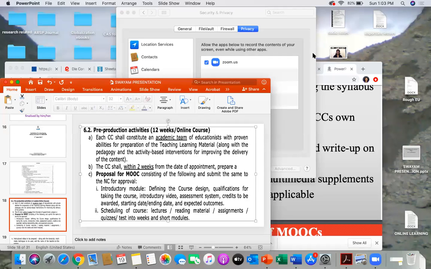Similarly, the NRCs, the National Resource Coordinators, identify who they can invite as a subject matter expert. It can be anybody. It is not necessary. It can be retired professors also, and it can be a young immediate joinee also. Okay. That's how. Then the next question is from Professor Kutubuddin.